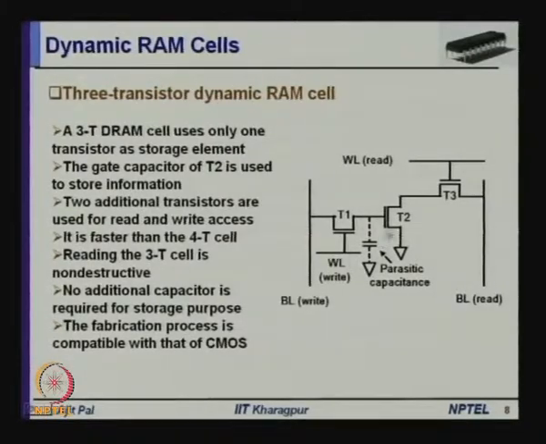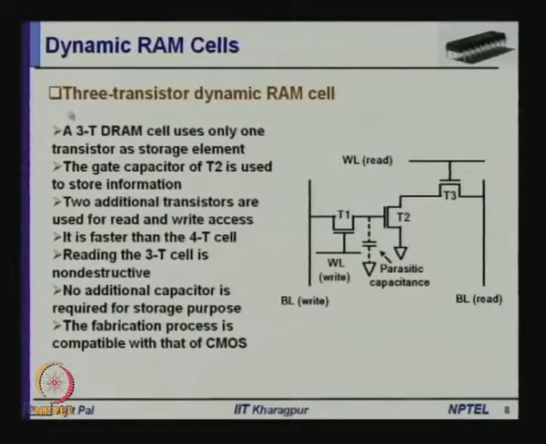The parasitic capacitor, the gate capacitance of T2, is serving the purpose of storage device, and the fabrication process is compatible with that of CMOS technology. That means you can fabricate. So, suppose you are building an embedded system where you require some memory. This dynamic RAM cell can be fabricated on chip. So, this type of dynamic RAM can be fabricated on chip, and in this case the reading is non-destructive. So, this is very advantageous, and that is why this is also used in many situations.